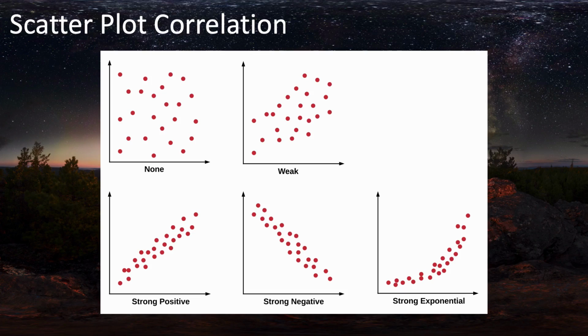So far, these examples have shown linear or straight line relationships, but you can have other shapes of relationships, such as a strong exponential relationship, or even relationships that change directions, such as going up for a while and then going down.